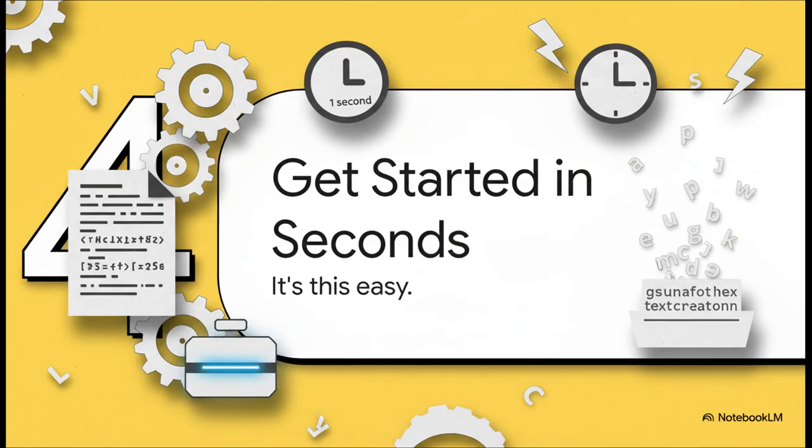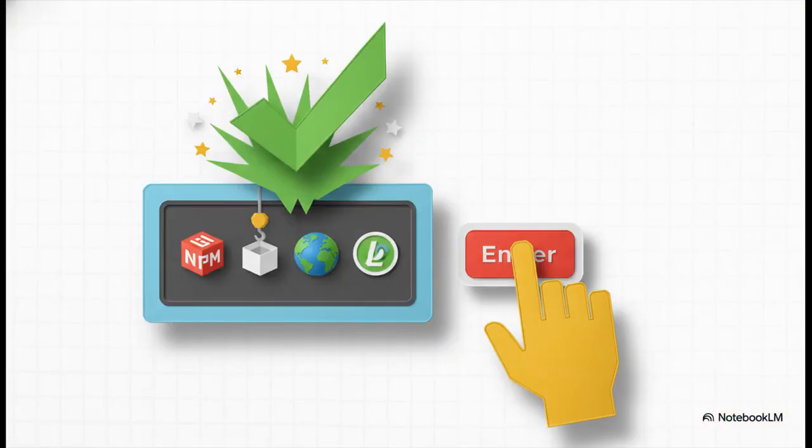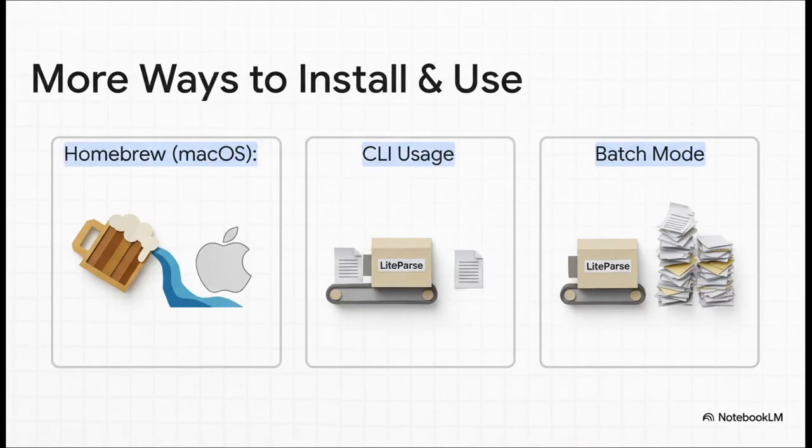Okay, so you're probably thinking, I want this. How hard is it to get up and running? The answer is, it's not hard at all. You can literally be parsing your first document in less than a minute. No, really. If you've got Node.js on your machine, this is it. This one command, that's the entire installation process. npm install -g liteparse, and you're done. And there are other great ways to get it too. If you're on a Mac, you can just do a simple brew install.